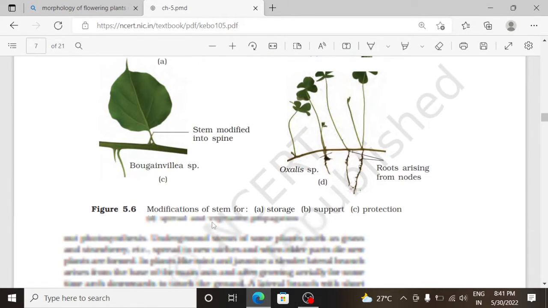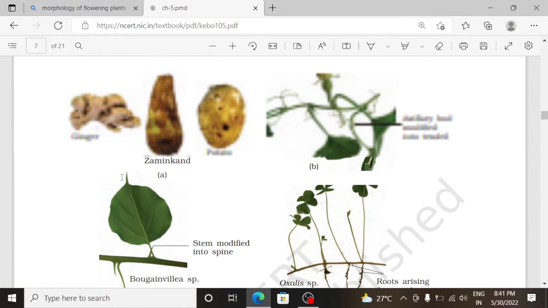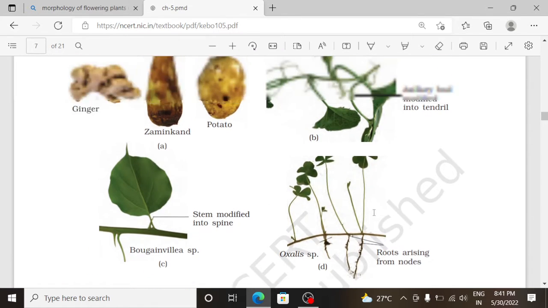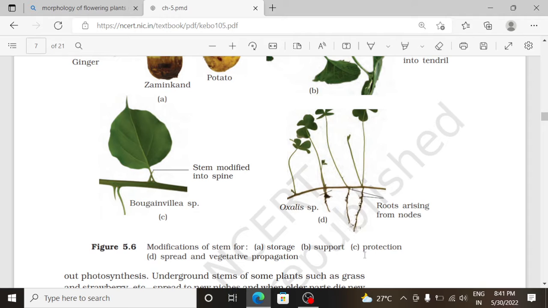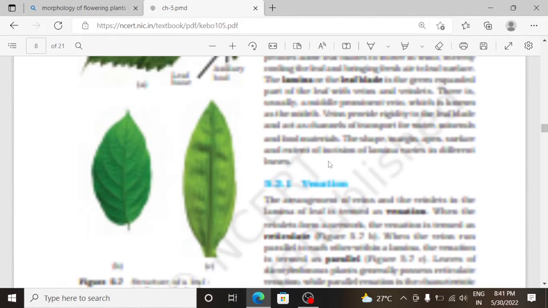Then this diagram is modification of stem, like this C, ginger, zaminkhand, and potato. These are for storage. The diagram B is for support. This is the axillary bud modified into tendril. It's for the support of the plant. And C1 is for protection, like this in Bougainvillea. And D1 is to spread and for vegetative propagation. So it's like reproduction. Modification of stem is to spread and for vegetative propagation.